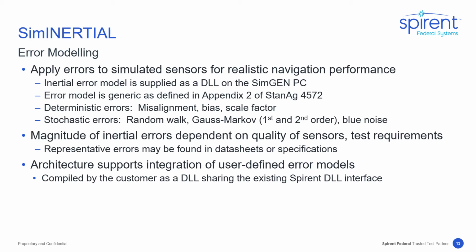While SimInertial allows for idealized testing, error effects can be defined during scenario creation to allow for realistic performance testing. The error model is generic and defined in the STANAG 4572 document. This model allows for deterministic error injection in the form of misalignment, biases, and added scale factors. Additionally, the capability for stochastic error generation exists via random walk or white noise in the sensor data, Gauss-Markov errors to model random offset in the sensor output, or dithering effects via a blue noise model.